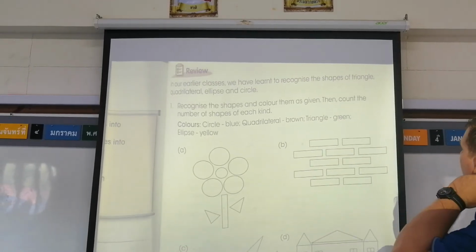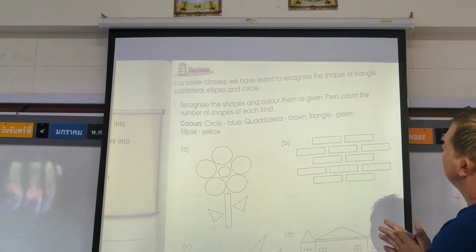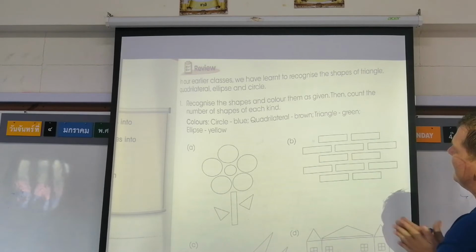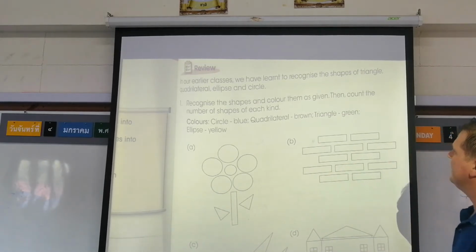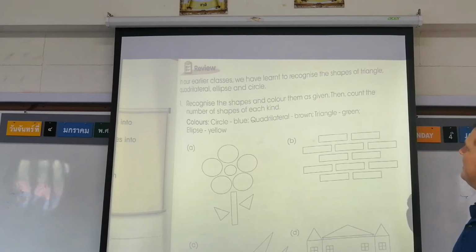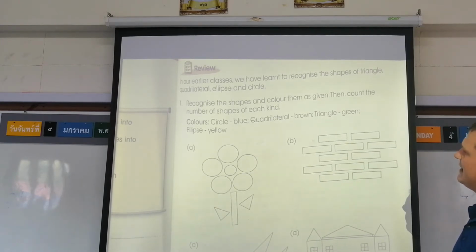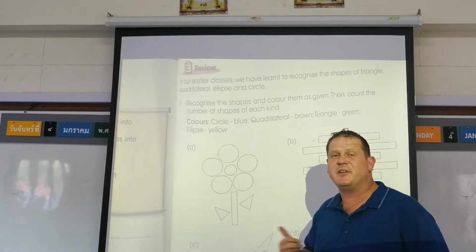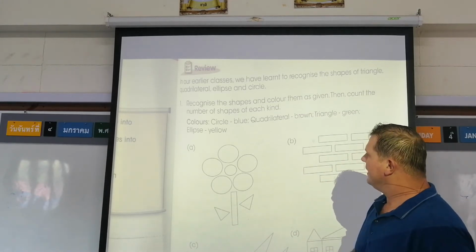Guys, in our earlier classes, I want you to take a mental note of this. In our earlier classes, we haven't learned to recognize the shapes of triangles, quadrilaterals, ellipses, and circles. Just look at this picture, recognize the shapes in color, them as given, then count the number of shapes of each kind. I'm going to do it right now. We're going to review it later when we review the work. But what you can do is have a look at it so long.